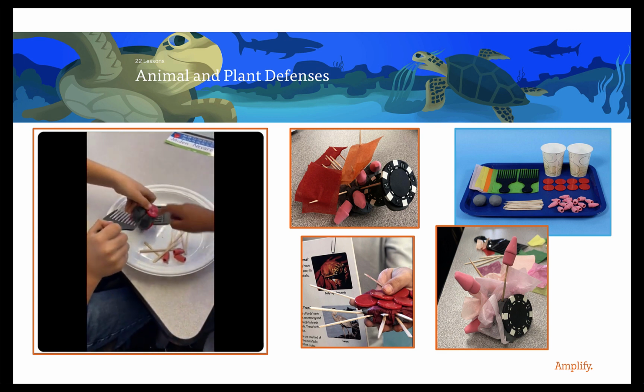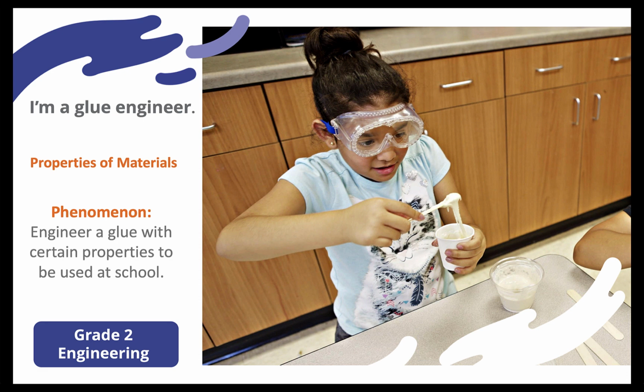In grade 2, a great example of engineering, students are going to be glue engineers. They actually get a letter from the school principal and they have a glue shortage. They have to make their own glue. It's going to be using amazing resources from our kit, such as baking soda, cornstarch. All those will actually end up making a glue that they'll be using for their own school projects.